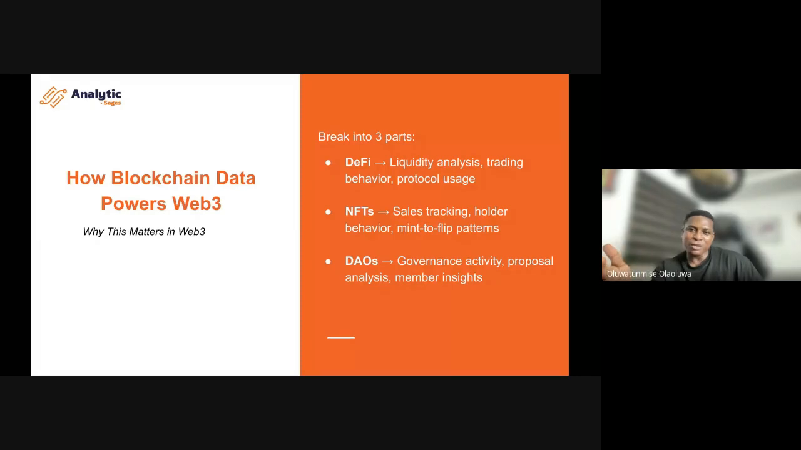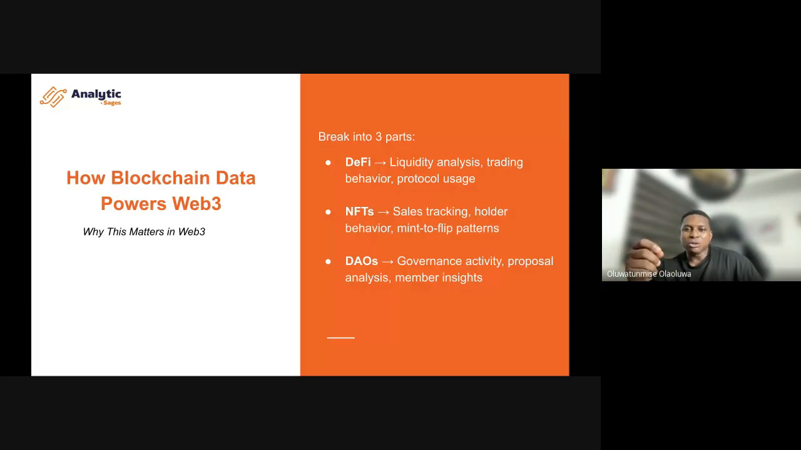All right, user behavior analysis. You can do growth analysis to check, are people actually using this protocol? How many persons are using this protocol? Do you understand? Now, straight to NFTs.